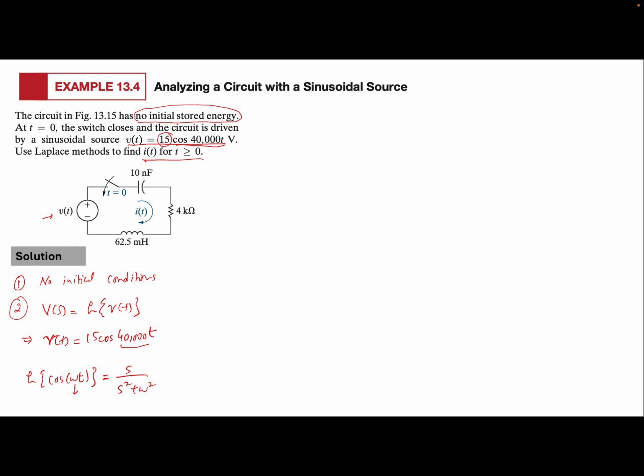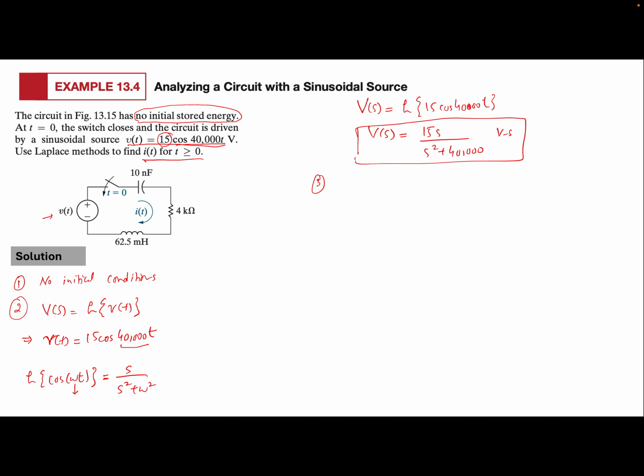So the Laplace transform of v is capital V of s, which equals the Laplace transform of 15 cos of 40,000 t. It should equal 15 times s over s square plus 40,000 square, and this is in volt seconds. Nice, so I ended up converting my independent voltage source into its Laplace transform.